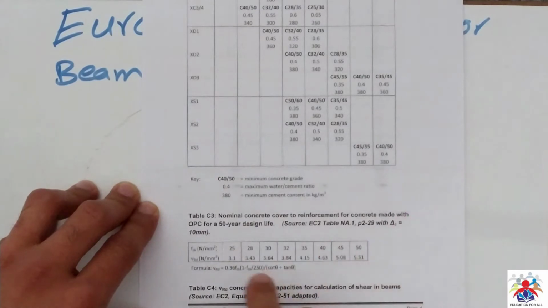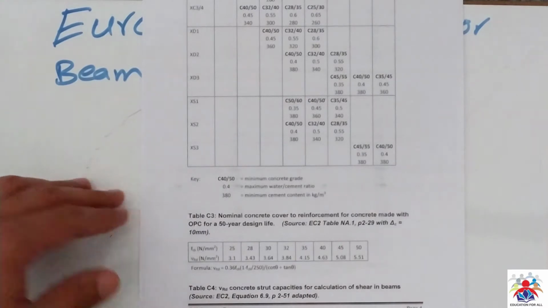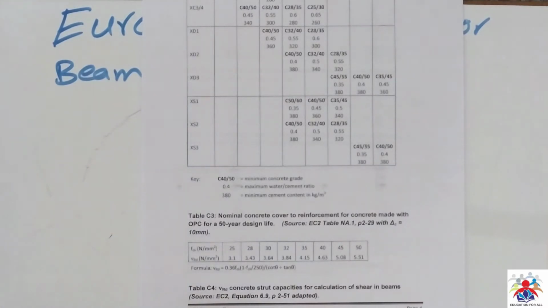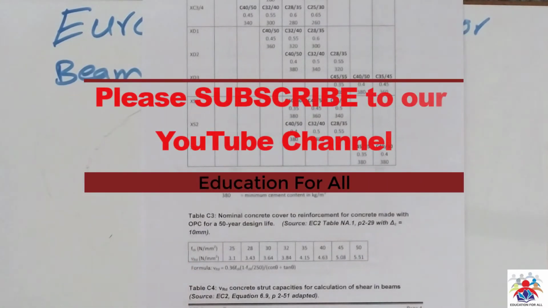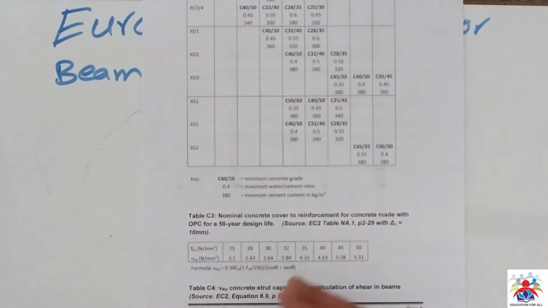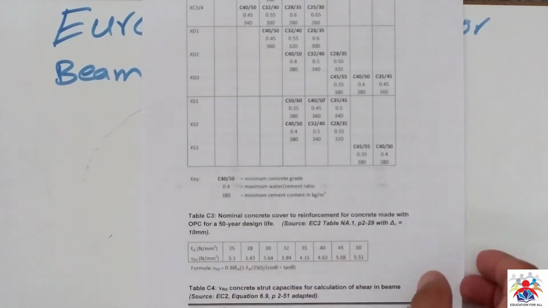The next table we have is C4, which is concrete strut capacities, the calculation for shear in beam. This one is fck and VRd. VRd is basically the end condition of your beam, where your beam rests. And fck is the concrete characteristic strength. A formula is given for that. If your concrete characteristic strength is 25 Newton per square millimeter, then you have to use 3.1 for VRd, and so on. That's how you can follow that table.